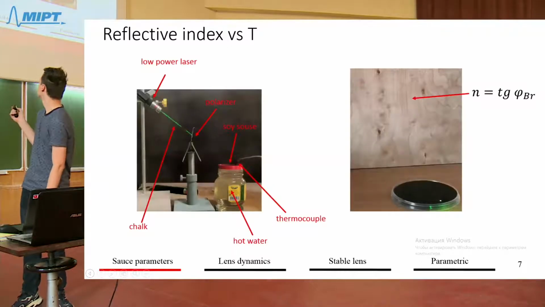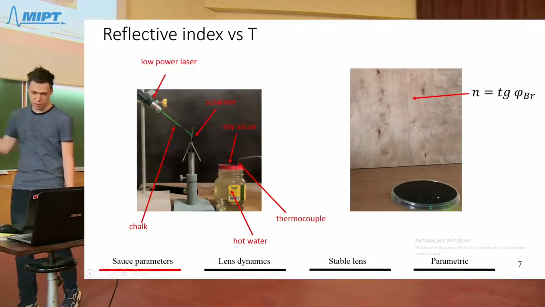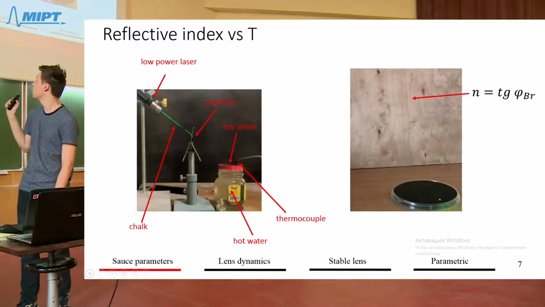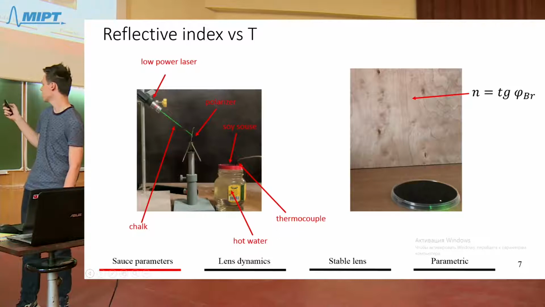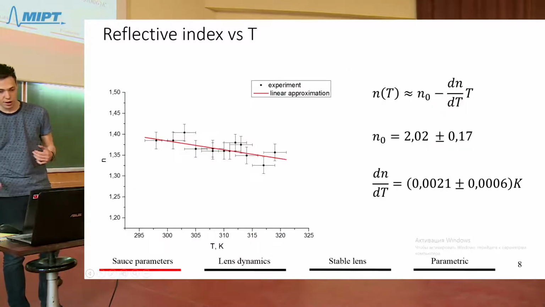Unfortunately, it's, I think, bad. Yeah, you might see better, but you can see that changing the angle, in some case near this point, we see nothing on the screen. This is how it works. So, in order to measure the angle between the laser and the normal of soy salts, we add a chart to the laser, and using it, we got the dependence of reflective index as a function of temperature.